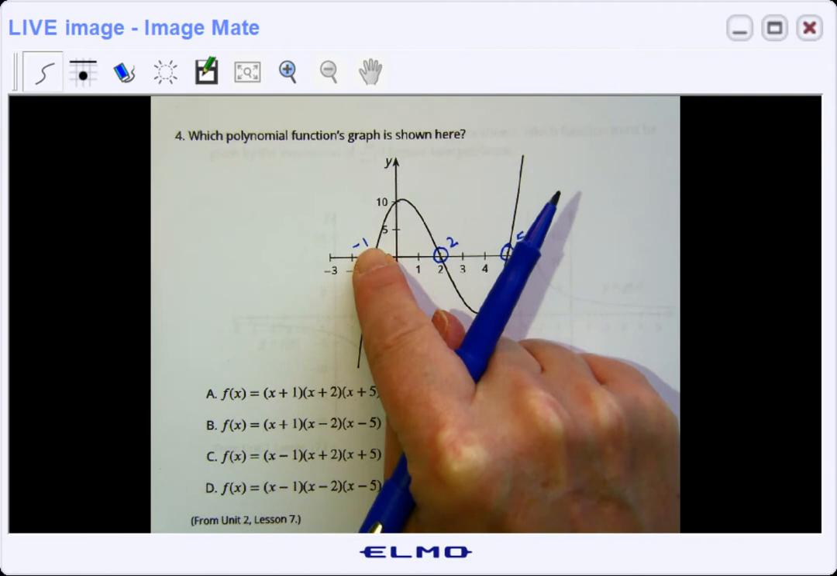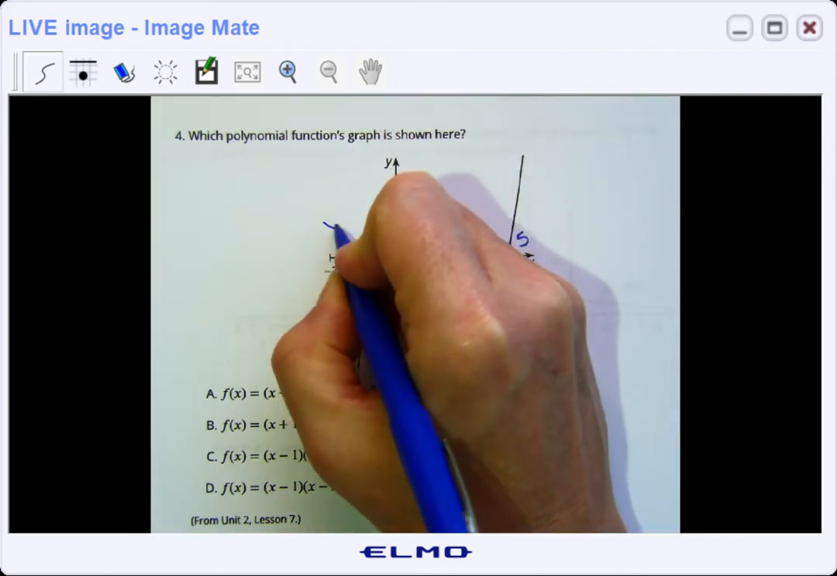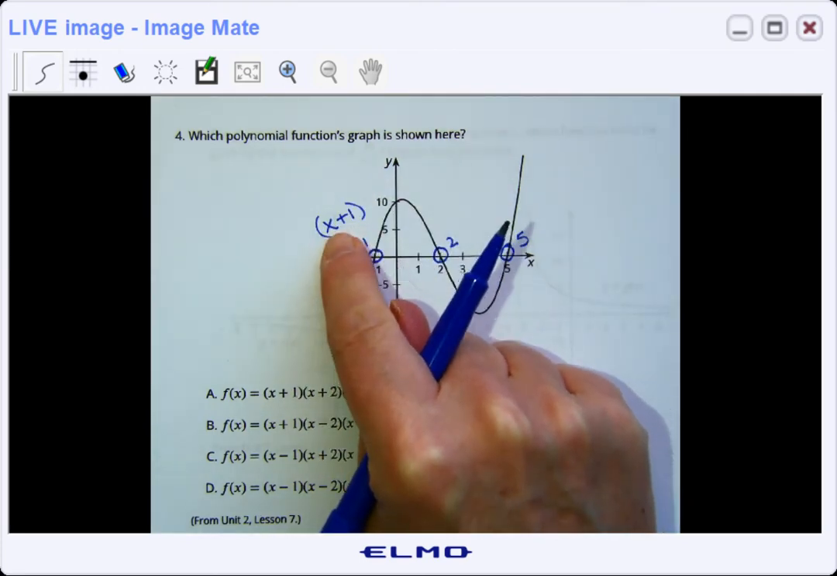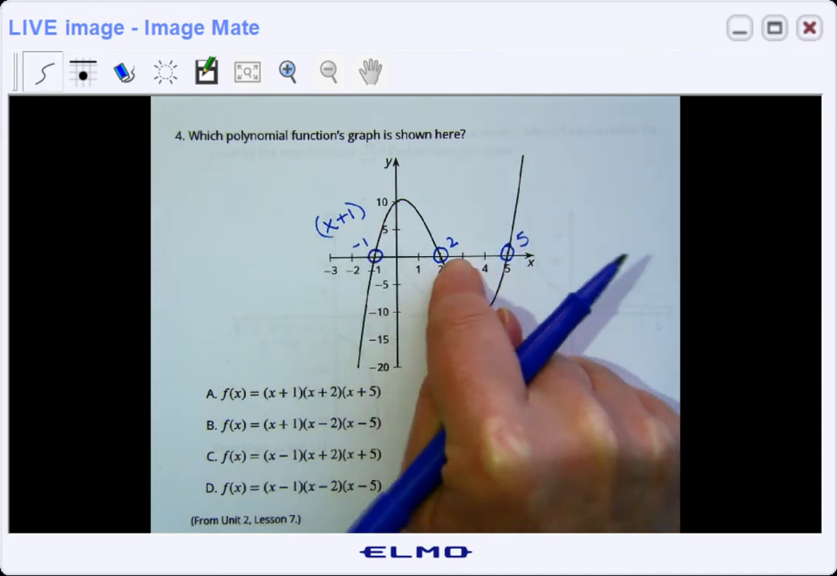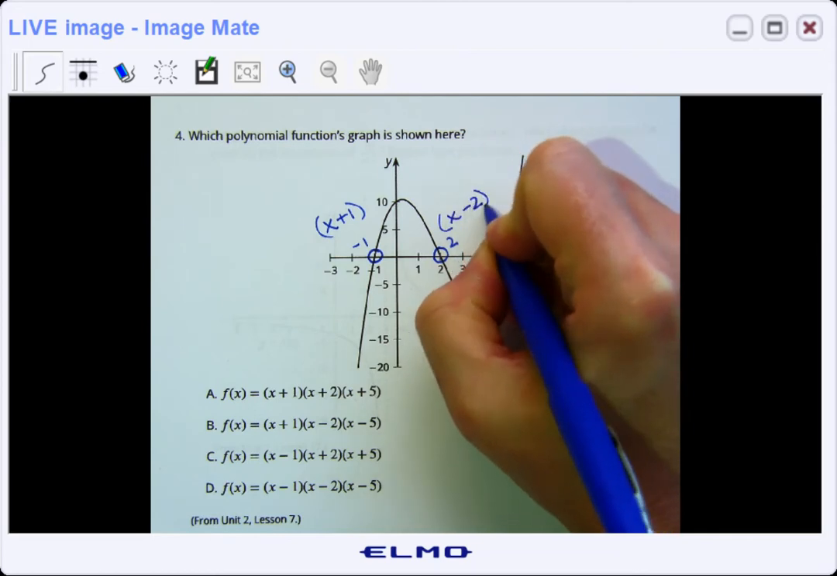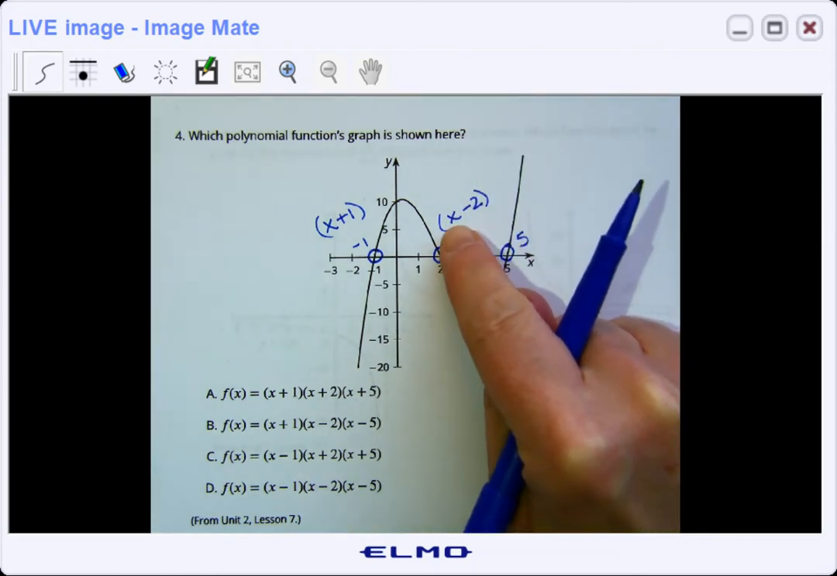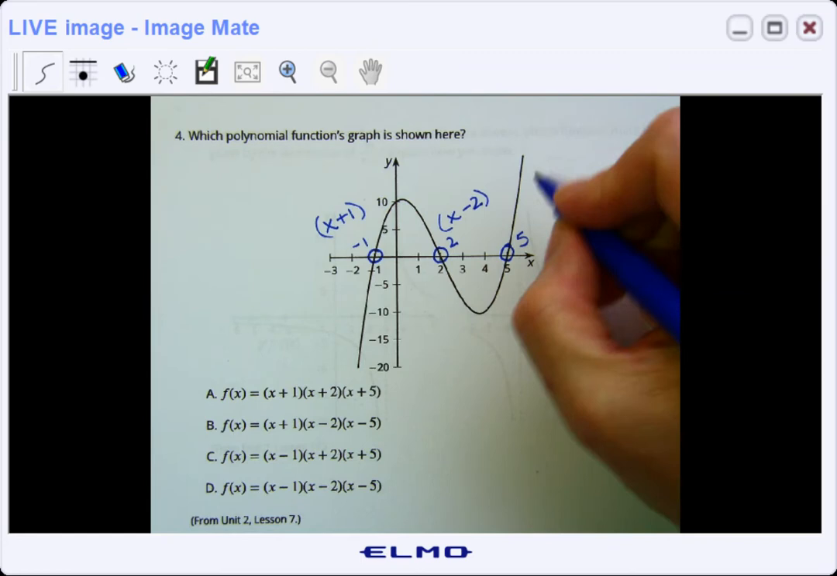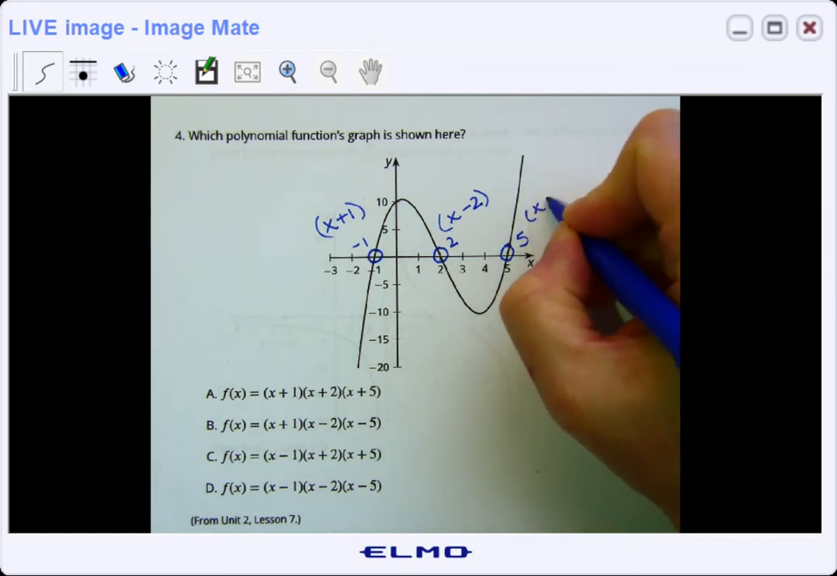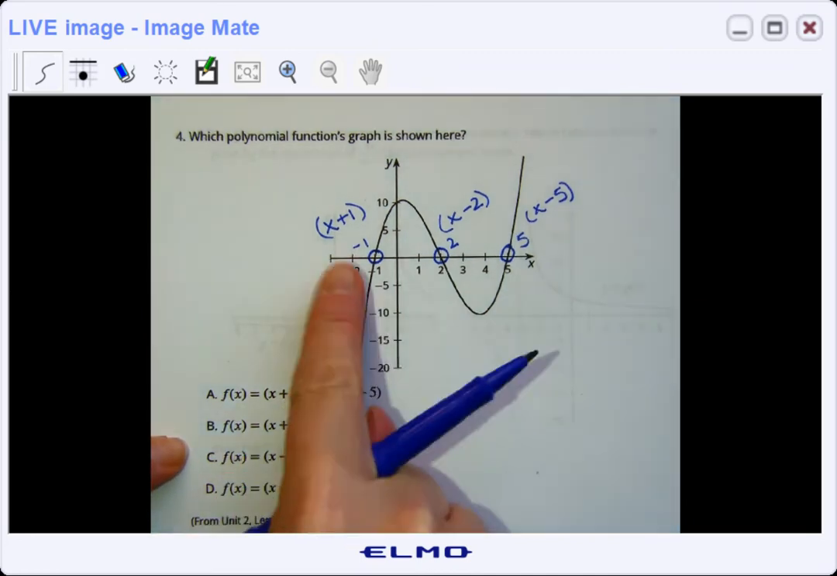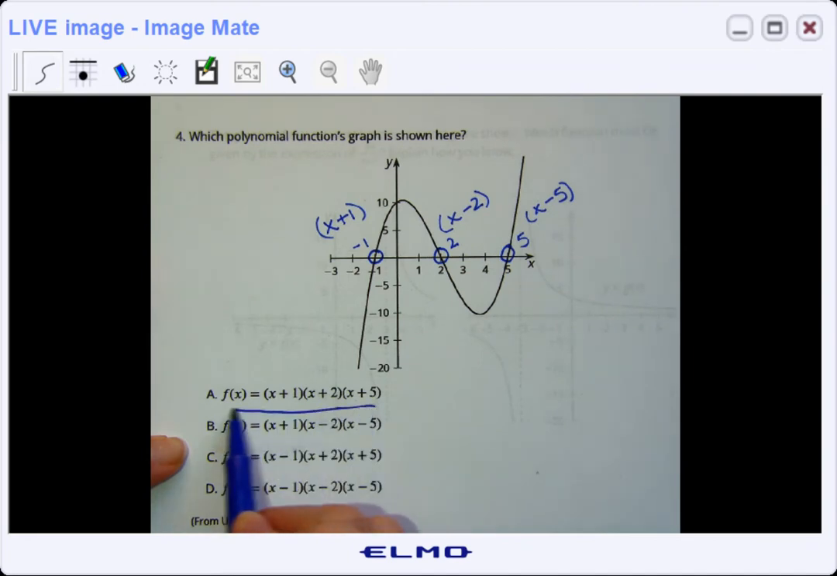So for this root or 0 of -1, the factor would have been x plus 1, because if I substitute a -1 here for x, I would get an answer of 0. For the root of x equals 2, the factor is x minus 2. Again, substituting a 2 in for x would give us an answer of 0. And then the same reasoning for this last root or 0 at x equals 5. The factor would be x minus 5. So the answer choice with those three factors is B, and that is the correct response for number 4.